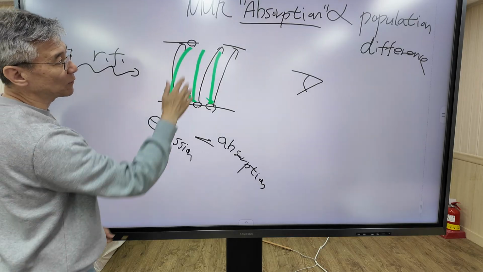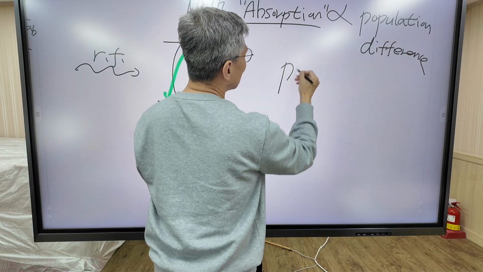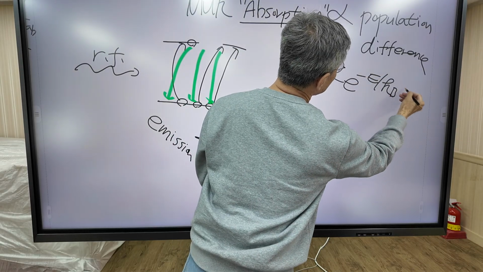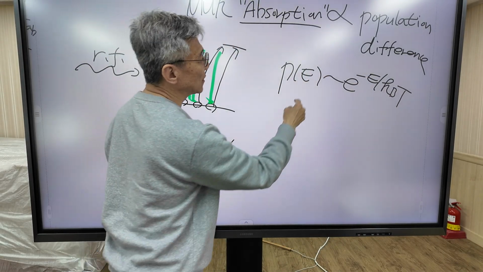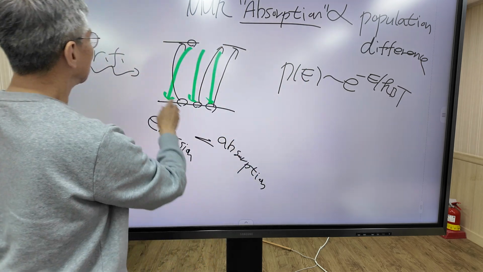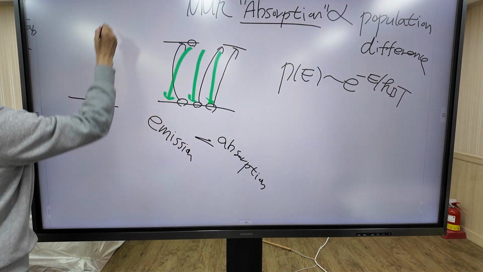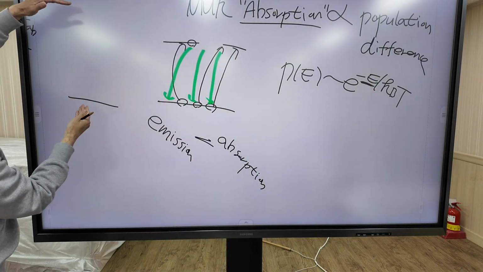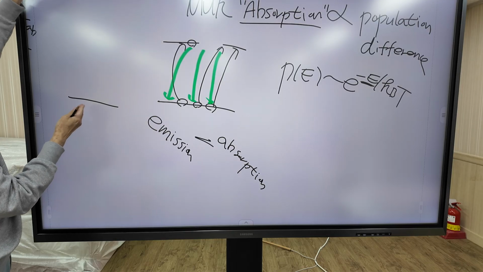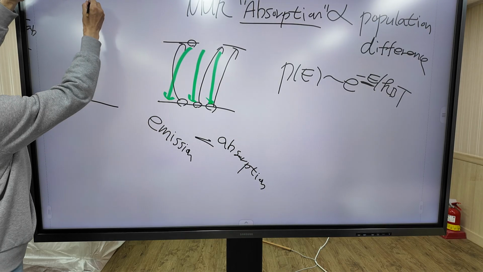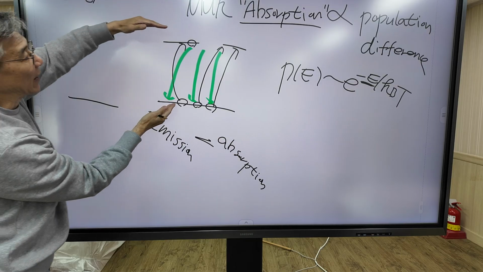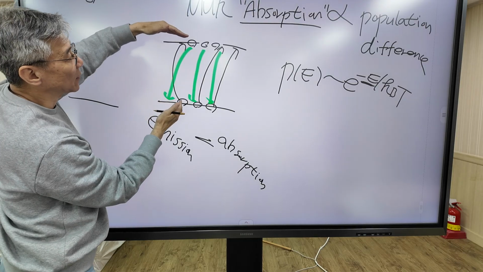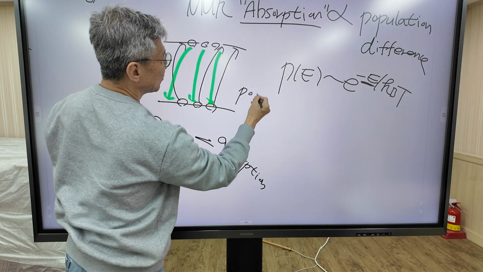The population difference is related to the Boltzmann statistics. This is the probability that a molecule is in the energy E. This is the energy of the excited state. When the energy level is higher, there are almost no molecules in the excited state, so the population difference is large. When the energy is lower, there are many molecules in the excited state. So in this case, the population difference is small.